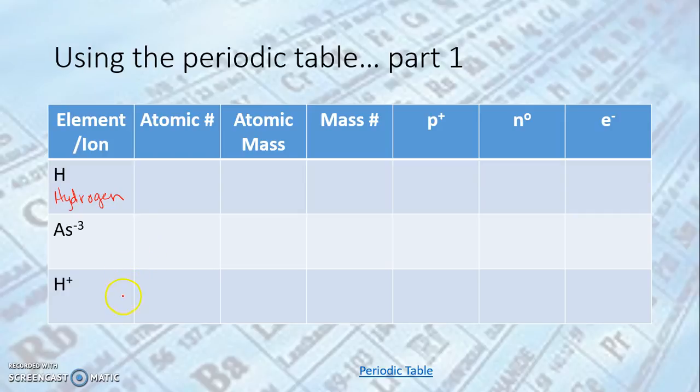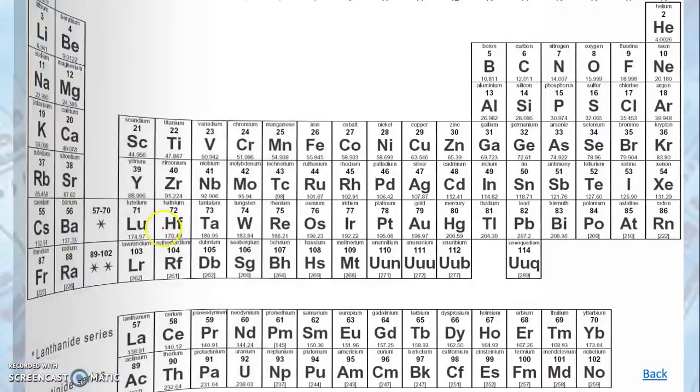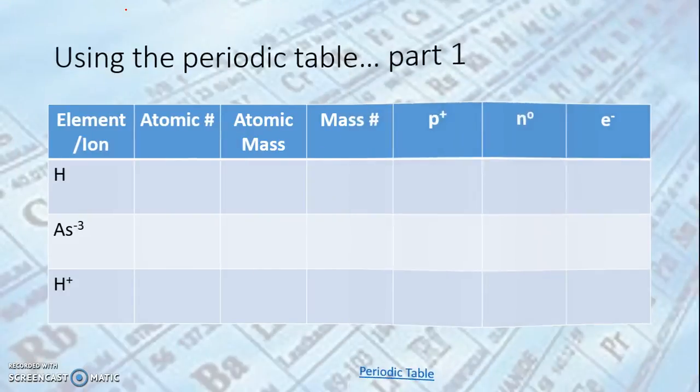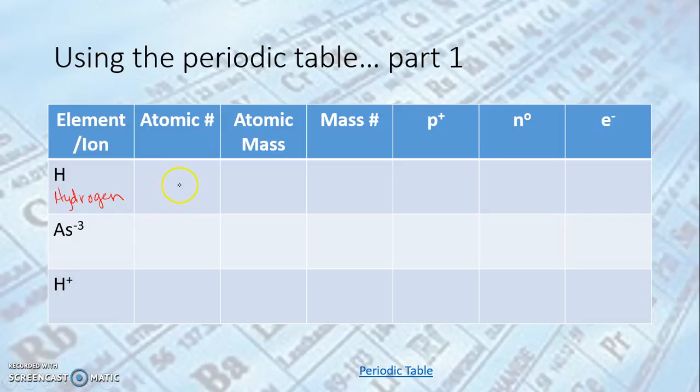Sorry, technical difficulties. Okay, so here we have hydrogen, and the atomic number for hydrogen, if you look here, is 1. And the atomic mass for hydrogen, we would round that to 1.008. So let's go back. And we know that the atomic number is 1.